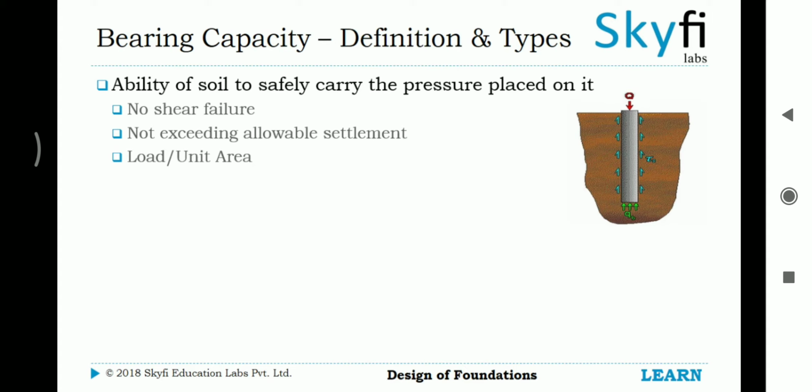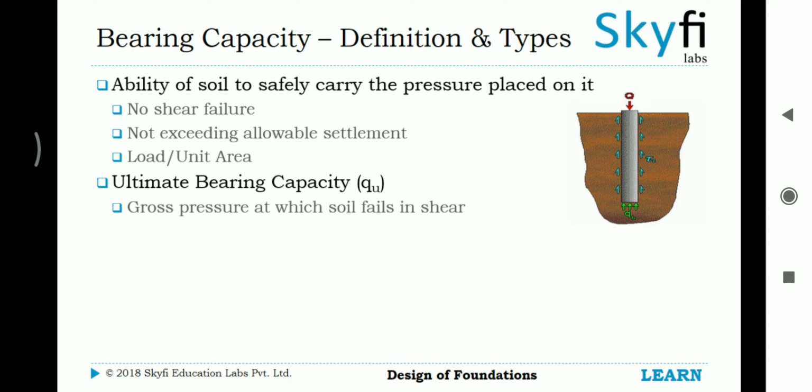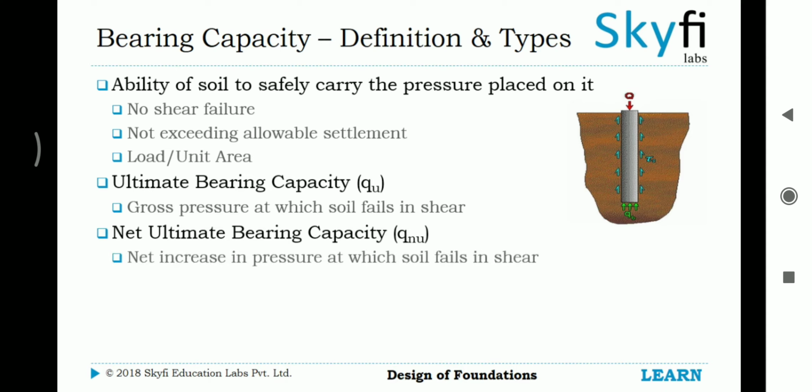This bearing capacity of soil is of different types. The ultimate bearing capacity, QU, is defined as the gross or total pressure at the base of the foundation that causes shear failure of the soil. The net ultimate bearing capacity, QNU, is the net increase in soil pressure that causes shear failure.